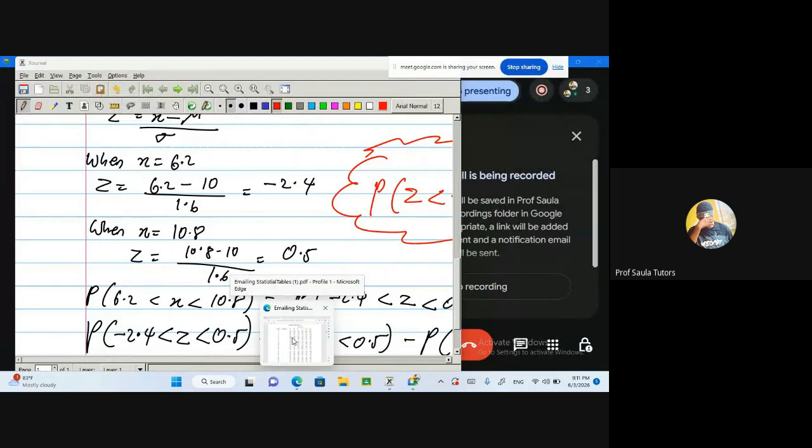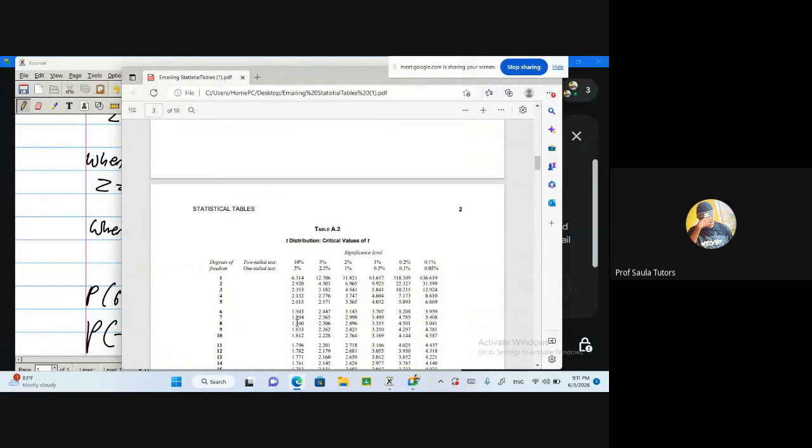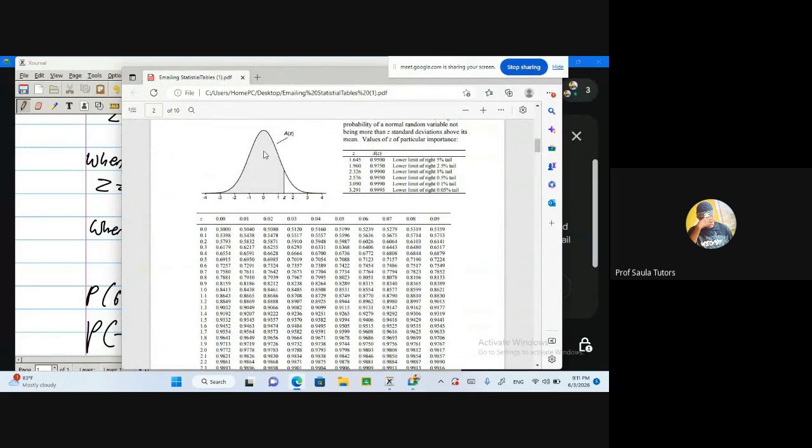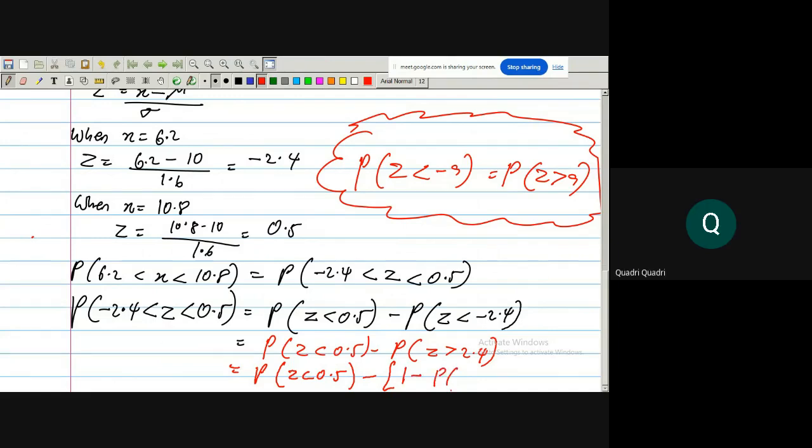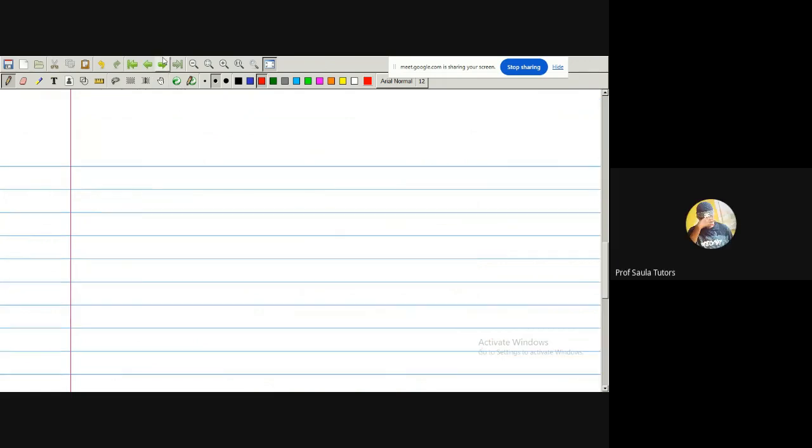Check our table here. You will see that the left part was shaded, which means that you can only get less than from the table. So this is defined as 1 minus the probability of z less than 2.4. Are we together? Good. Let us now find this.